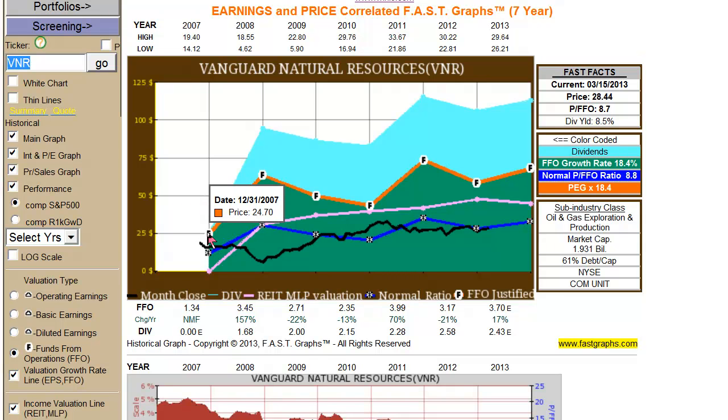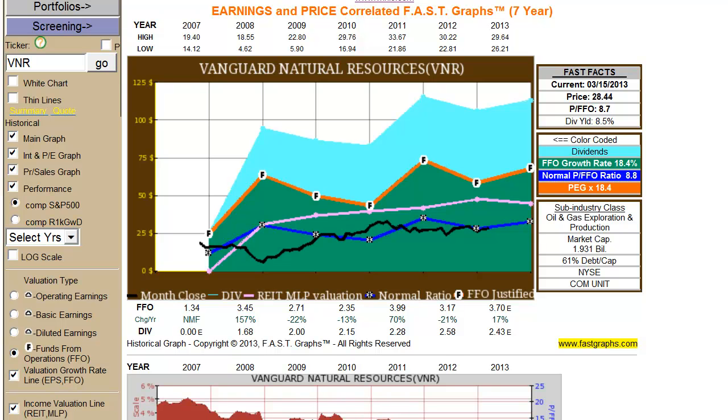From December of 2007 through December of 2008, we had this funds from operations or operating cash flows that went from $1.34 to $3.45. That's a 157% increase. Then we had 2 negative years during the Great Recession of -22% and -13%, followed by a 70% up year for 2011, followed by another negative year. So you really have a lot of cyclicality, if you will, in their operating cash flows or funds from operations.